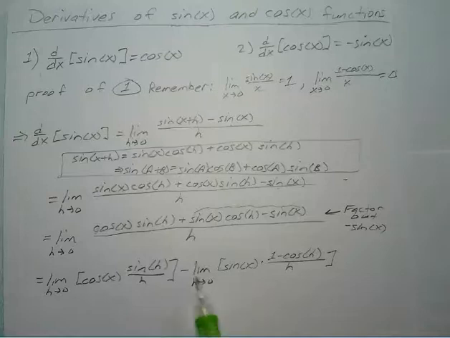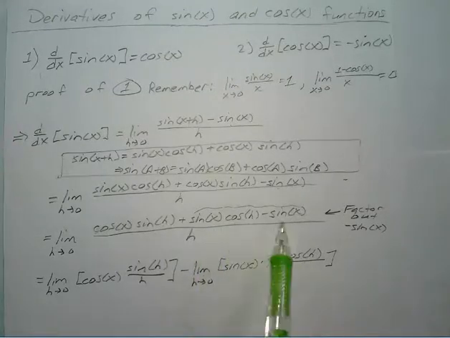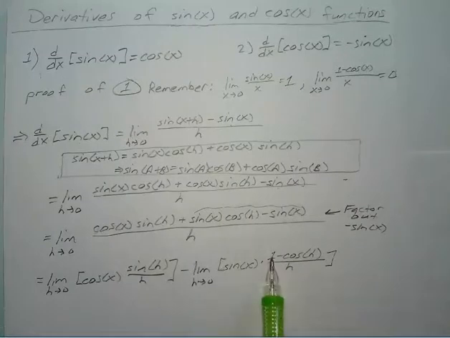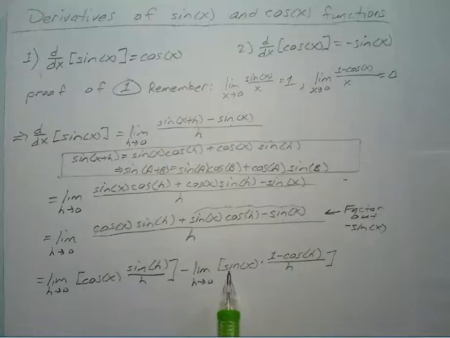Alright, so again, if you get the minus sine of x and distribute it to those two terms, you'll end up back with those two. You have the minus sine of x plus sine of x cosine of x. So that's why I just factor out the minus sine of x.